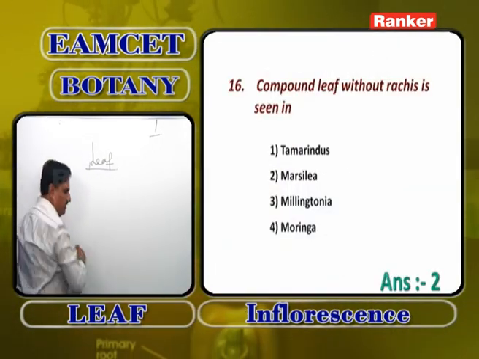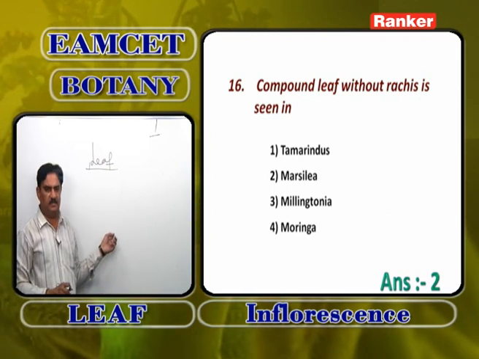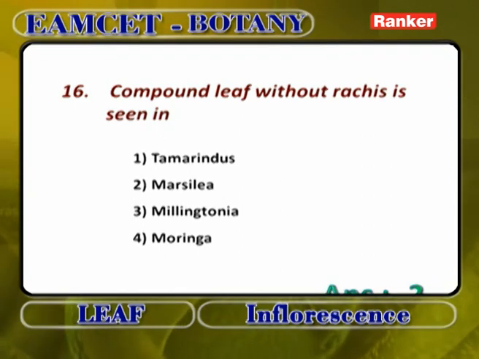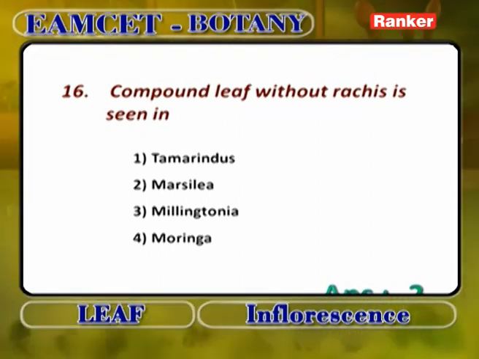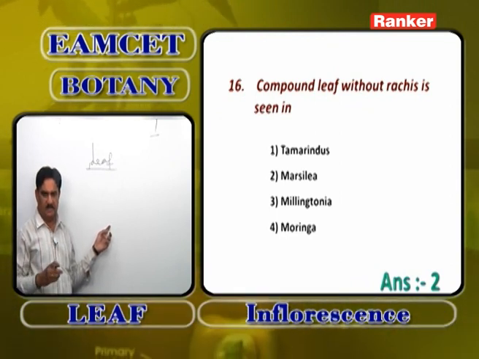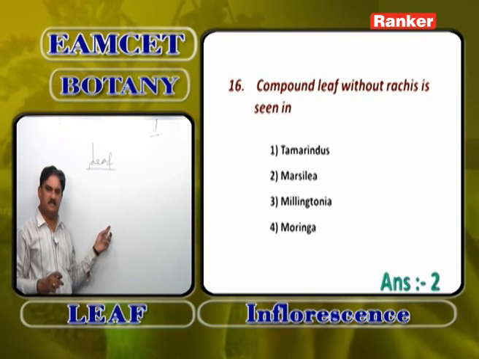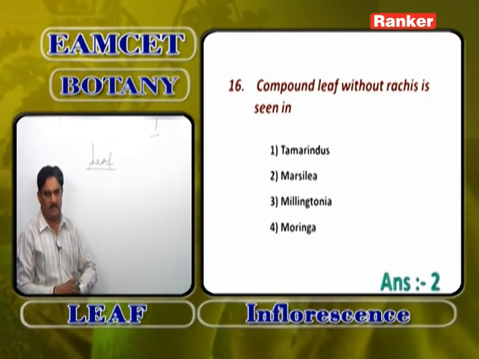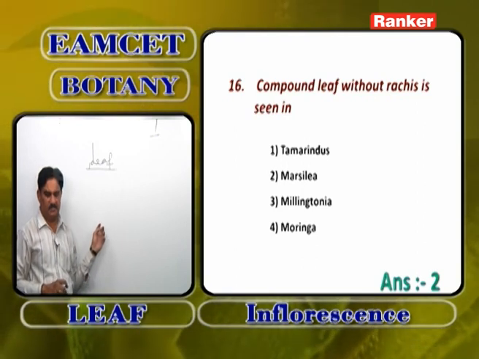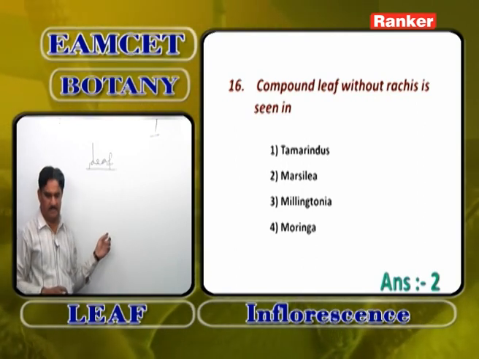Here the remaining options are Tamarindus. Just now I told Tamarindus is unipinnately compound with an even number of leaflets, that is paripinnately compound leaves. The primary rachis always ends with 2 leaflets. Then Millingtonia and Moringa are examples of tripinnately compound leaves. Primary rachis produces secondary rachis, which produces tertiary rachis, which produces leaflets on both sides. Millingtonia and Moringa are the same. Next.